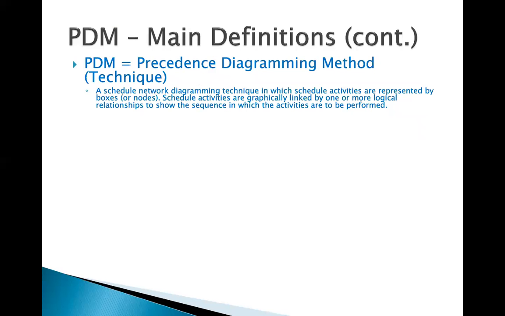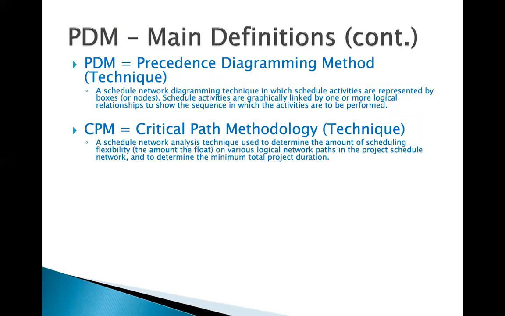So the PDM is a technique. Number 2, the CPM is the critical path methodology that we're going to explain today during the exercise that I'm providing at the end of this session. So the critical path is a schedule network analysis technique used to determine the amount of flexibility, which is the float. The float, it's an asset, is the time that you can delay any activity without delaying the final project implementation date.